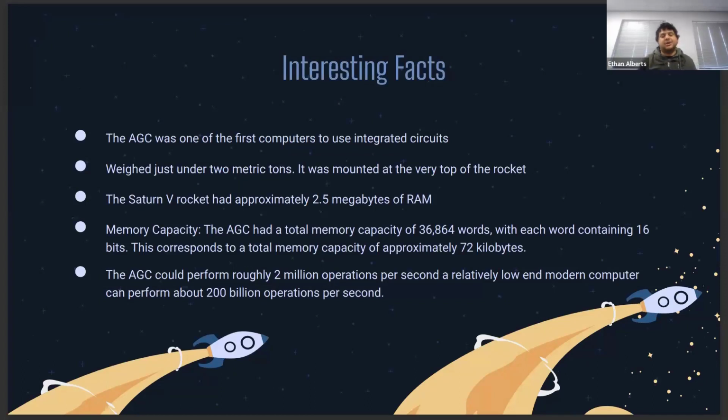And the actual performance of the computer, which I find quite interesting, is that it could perform roughly 2 million operations per second, which you can compare to a relatively low-end 4-core CPU today, which can produce about 200 billion operations per second. So you can see we've come a long way since then.